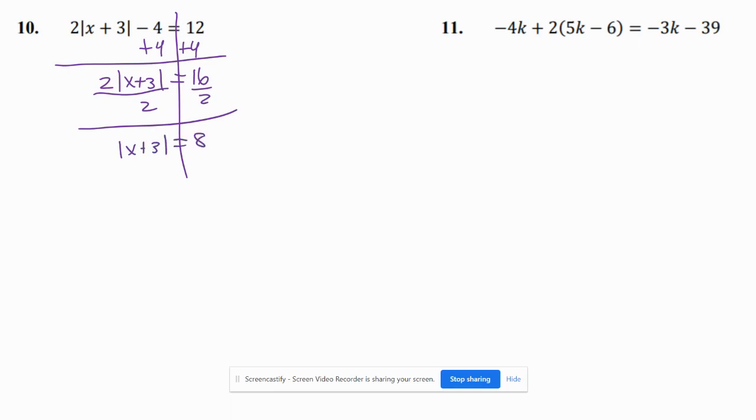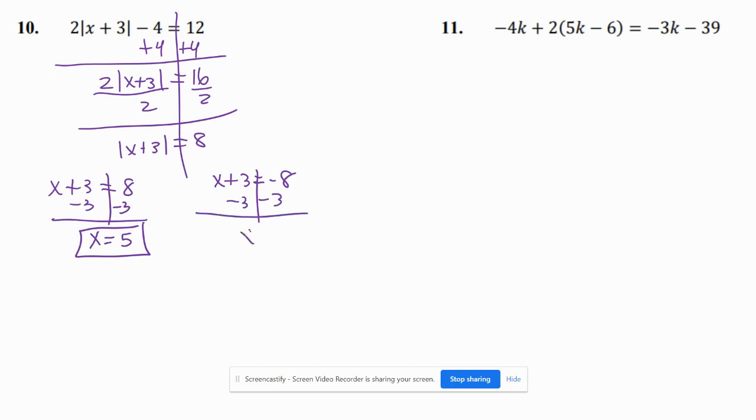Now that we have the absolute value by itself, we can set up two equations. So we know the x plus 3 can be equal to +8, and we know that x plus 3 can be equal to -8. Subtract 3 from both sides. Turns out x can be 5. Subtract 3 from both sides over here as well. x can also be -11.